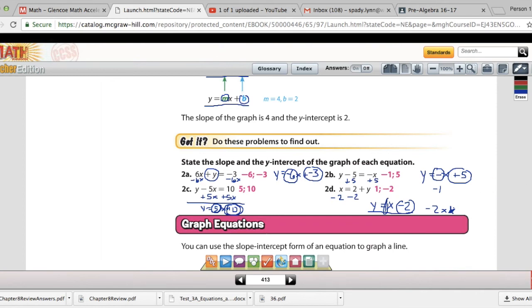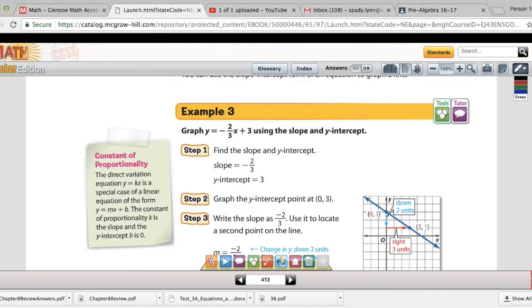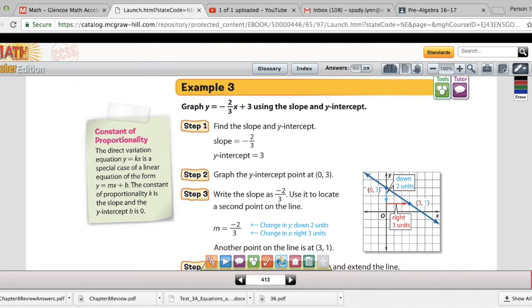So again, getting back to how is this going to help us? So what? Well, it's going to be pretty easy to graph equations in slope-intercept form because what you do is you find the y-intercept, which is 3 in this case, so you just count up 3 on the y-axis and put a dot there. And then you use the slope, -2/3, to get another point.